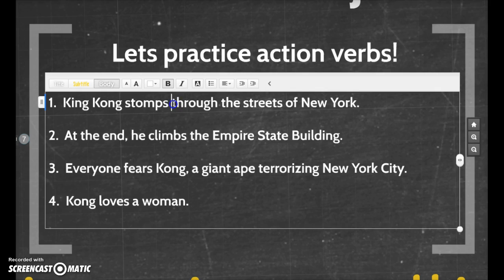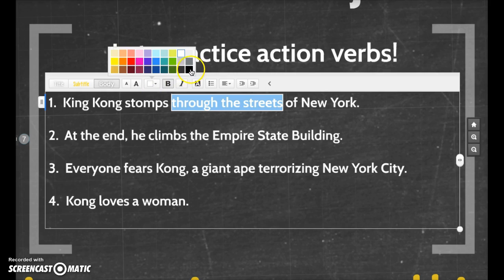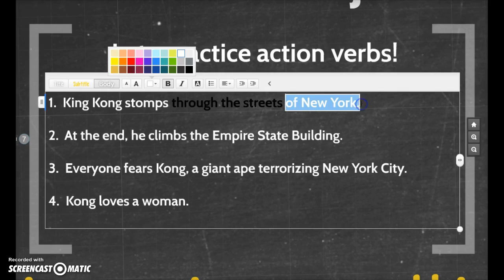So I know that the word through is a preposition. I need to follow it all the way to the object of the preposition or the noun, and that's going to be streets. So I'm going to change the color and get rid of it, and then I'm going to keep going, okay? I also know that of is a preposition, and I know that New York is going to be a noun or the object of the preposition, so I'm also going to highlight that. That leaves me with King Kong stomps.